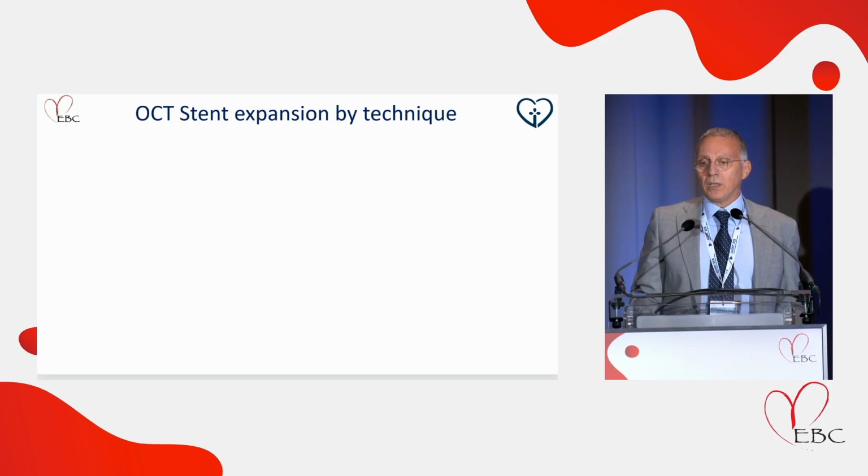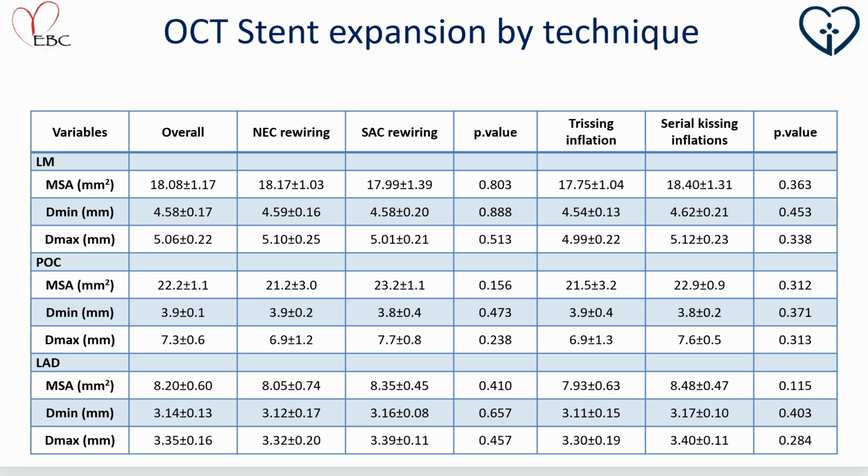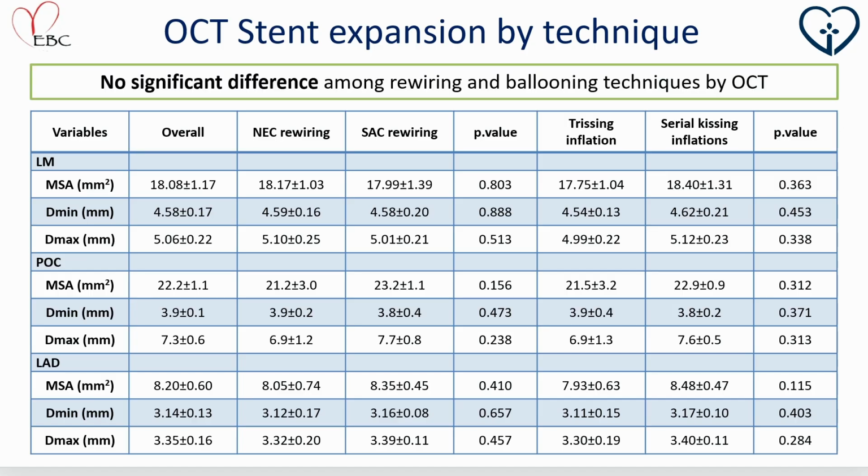When we go into the stent expansion observed by different techniques, there is the splitting according to the site of rewiring and the tracing or serial kissing inflation. I will not go into it, but there is no significant difference. So this means that rewiring and ballooning technique does not affect the overall stent expansion by OCT.